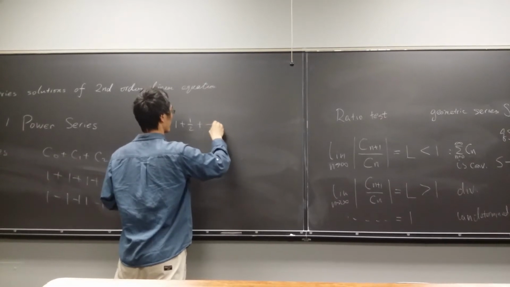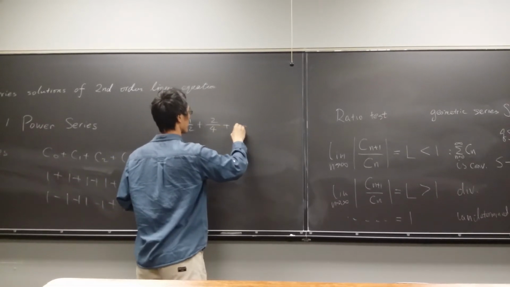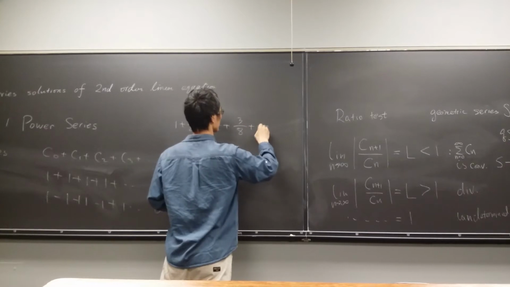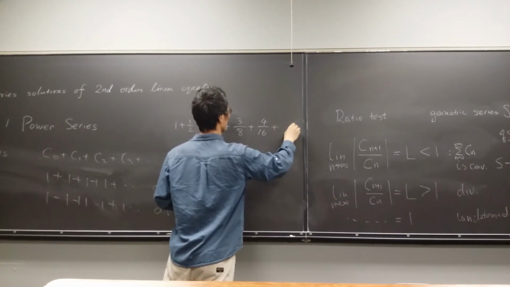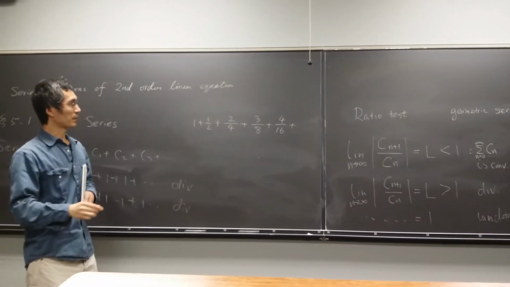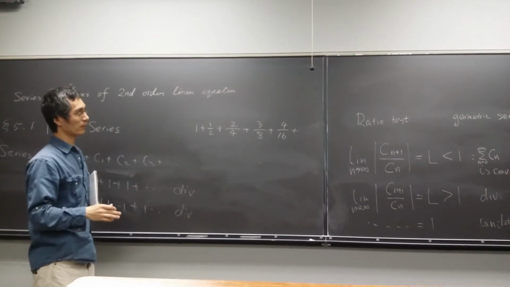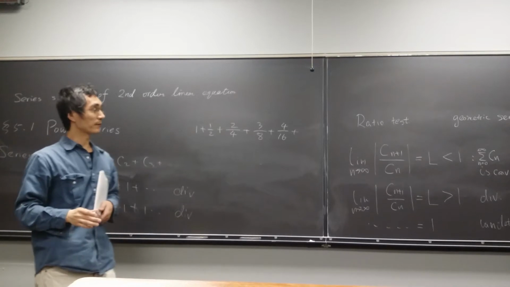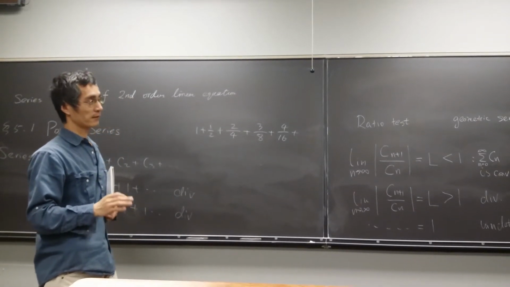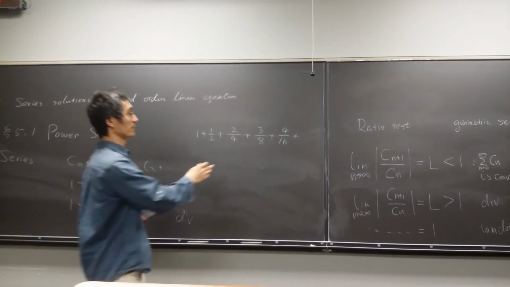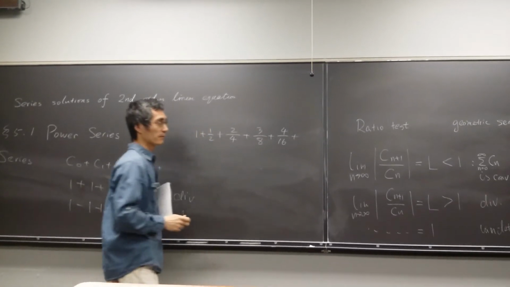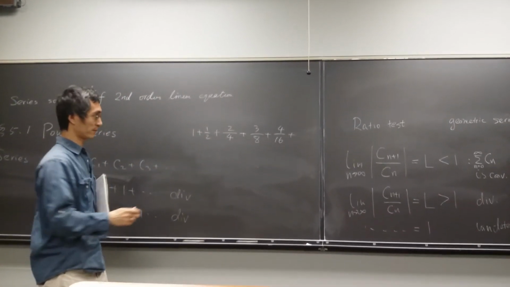let's say 4, this is 2, this is 8, this is 3, this is 16, this is 4. You can see how it goes, right? Because the numerator is 1, 2, 3, 4, and the denominator is 2, 4, 8, 16. So this series is not a power series, is not a geometrical series, because the ratio is not a constant. But we can say it is convergent.